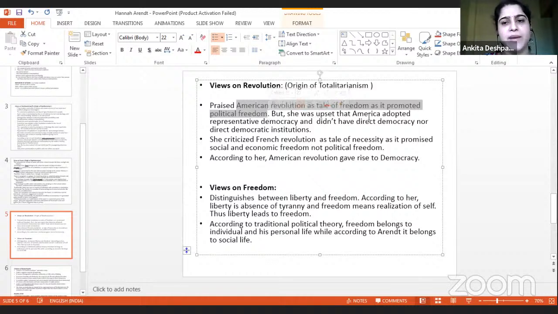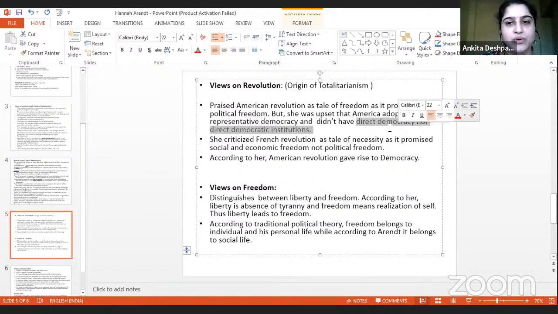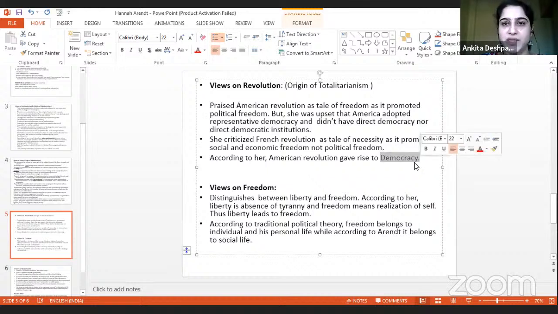But she was a little upset with America because they adopted representative democracy instead of direct democracy. But I told you, direct democracy is impractical. Currently, it is not possible. It will lead to chaos, it will lead to anarchy, a state of nature like Hobbes. But these are her views, so we have to take her views into consideration. Under her views of revolution, she praised the American Revolution for political freedom, and criticized the French Revolution as a tale of necessity because it only promised social and economic freedom, not political freedom. So according to her, the American Revolution, 1787, gave rise to democracy.